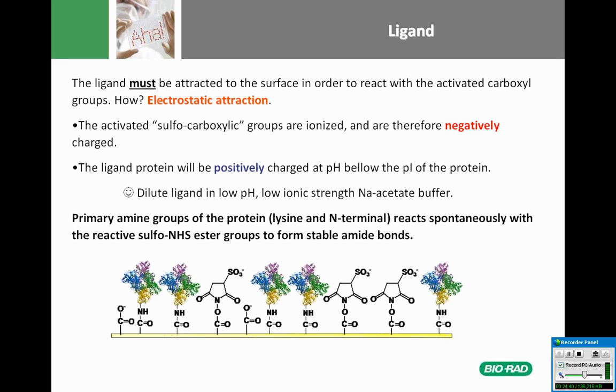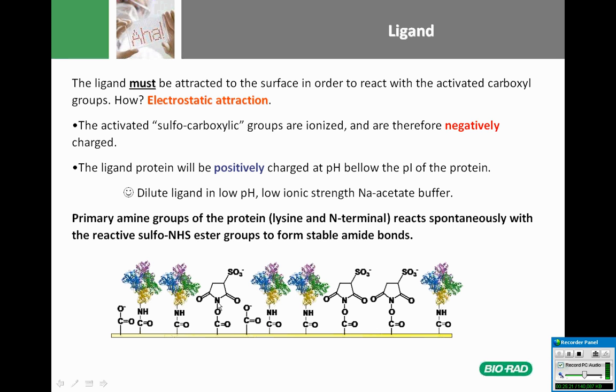In the second stage, after you activated the surface, the ligand should be injected, and to get efficient immobilization, you need to bring the ligand close to the surface. This is done by diluting your ligand in an acidic buffer solution having a pH lower than the pI of the protein, and therefore the ligand will be positively charged and attracted electrostatically to the chemical layer that contains sulfur groups coming from the sulfo-NHS.